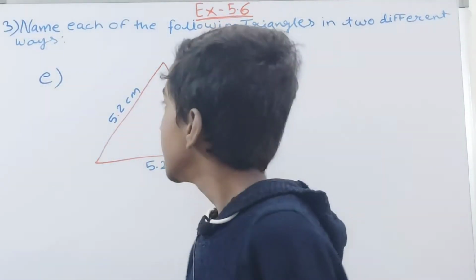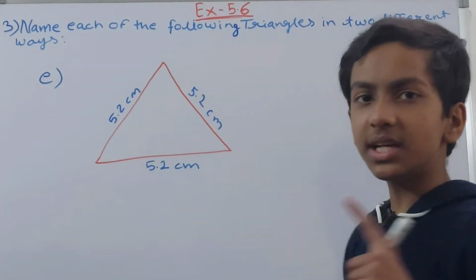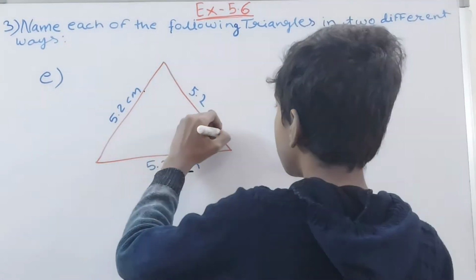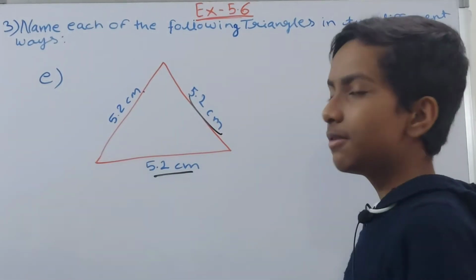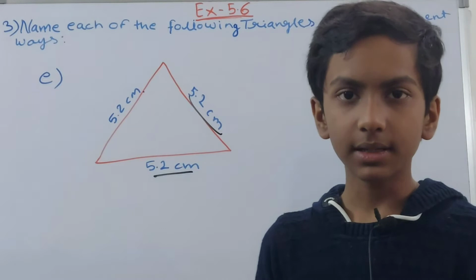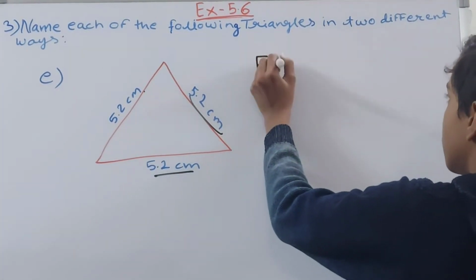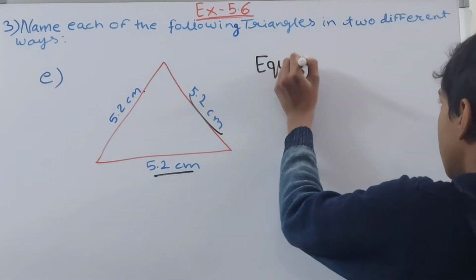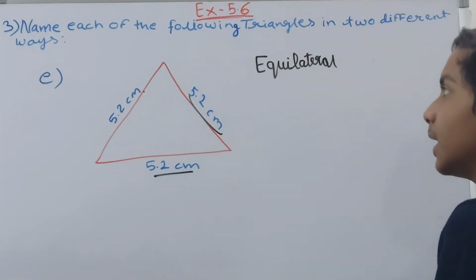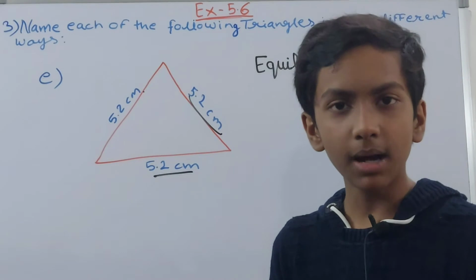Next part is the E part. This you can see here, all three sides are measuring 5.2 centimeters. This one here, and this one here also. And whenever all three sides measure equal in a triangle, it is an equilateral triangle, so that means this is an equilateral triangle.